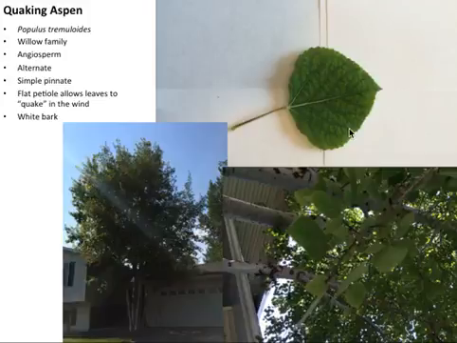It is a trembling tree. That's where it gets the scientific name tremuloides. And the flat petiole allows the leaves to quake in the wind. So its petiole isn't rounded, it's flattened, and that helps them flutter or tremble or quake in the wind. It does have white bark, which is kind of unique. We only have a couple trees that have white bark. So that is the quaking aspen.